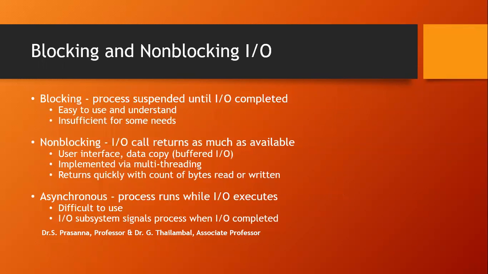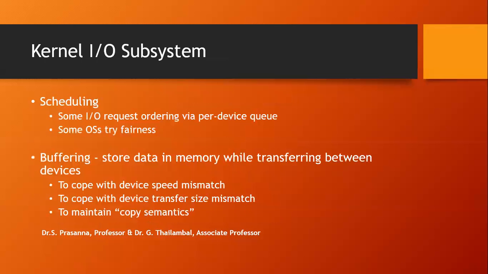Blocking and non-blocking IO. Blocking: the process is suspended until IO is completed. It is easy to use and understand, but insufficient for some needs. The non-blocking IO call returns as much as available. It is a user interface data copy, a buffered IO implemented via multi-threading, which returns quickly with the count of bytes read or written. Asynchronous: the process runs while IO executes. It is difficult to use. The IO subsystem signals the process when IO is completed.